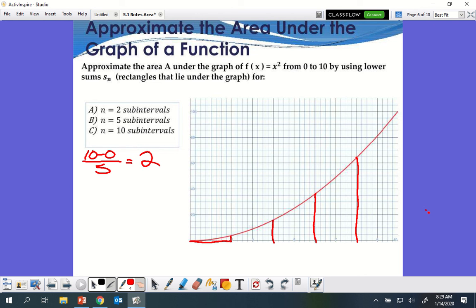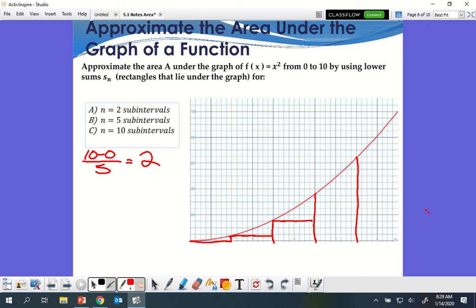So we know it's at 2, right? So 2 squared is 4. So that area right there would be 4 times 2 is 8. Okay, good. All right, what about the next one? So the next one, what's the height of the next one? 36. 36? Not 36.